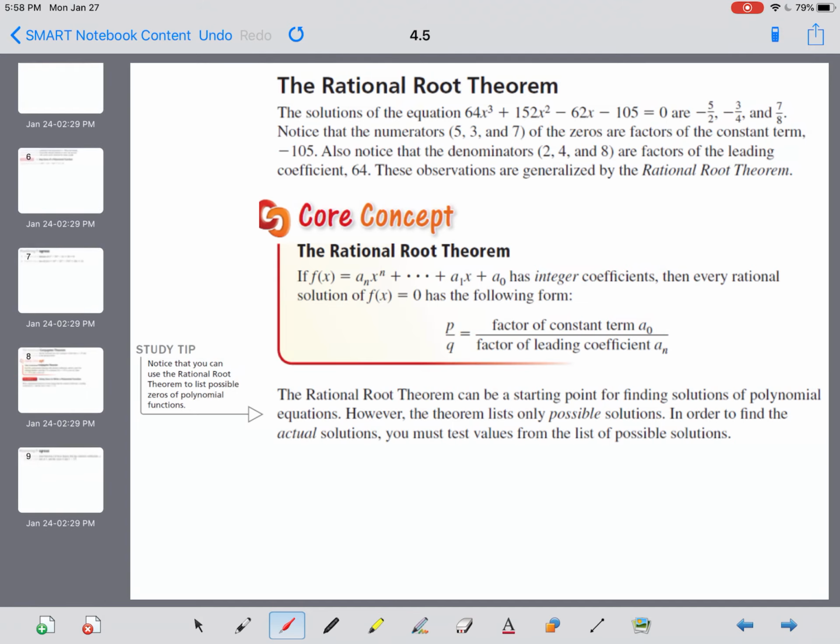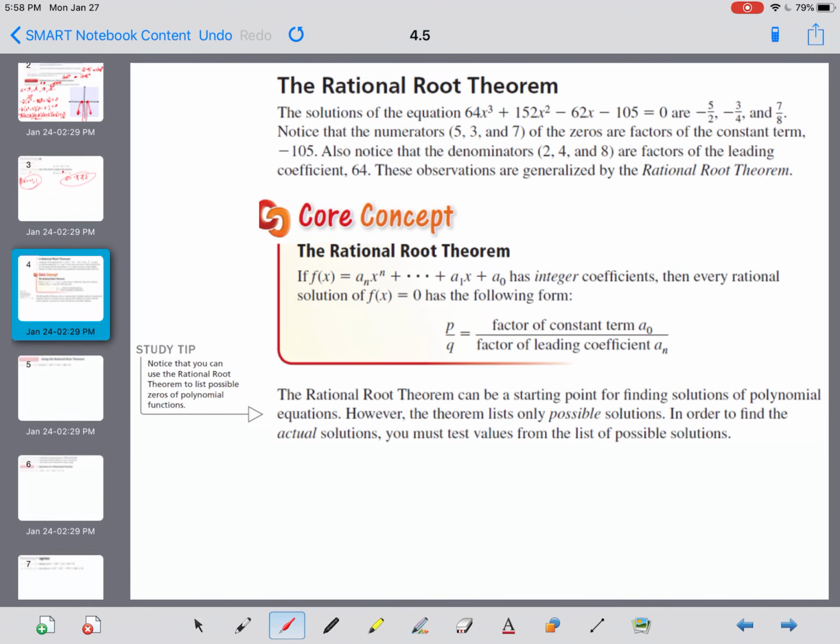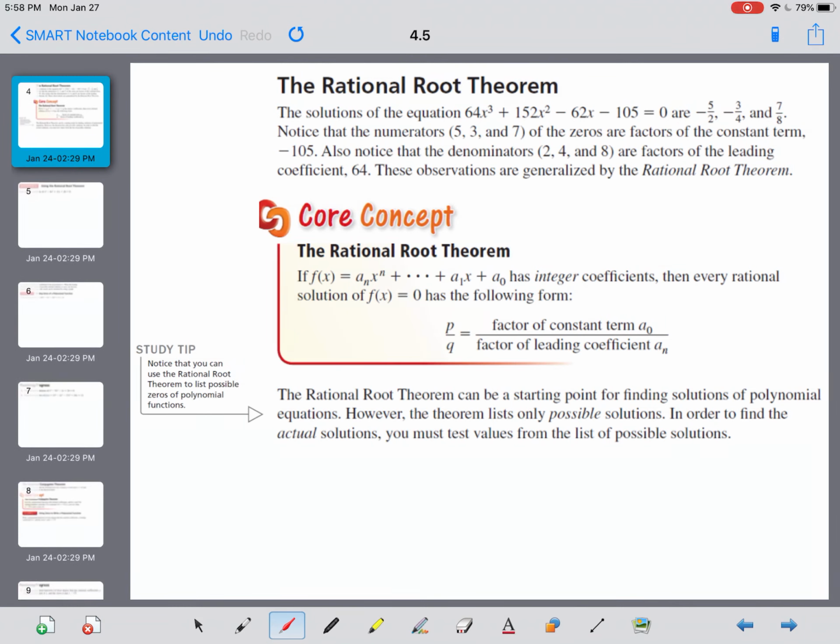Rational root theorem. If you're solving these by hand and you don't have the Desmos calculator, this comes in handy. What the rational root theorem says is that there is a correlation between the factors of the first term, the factors of the last term, and the answers that are there.